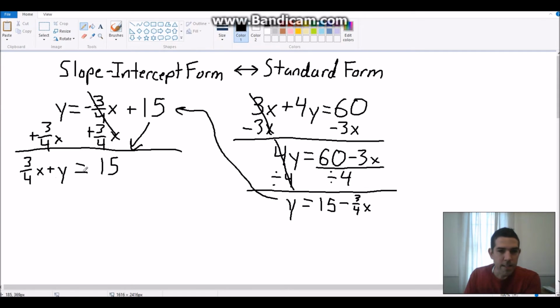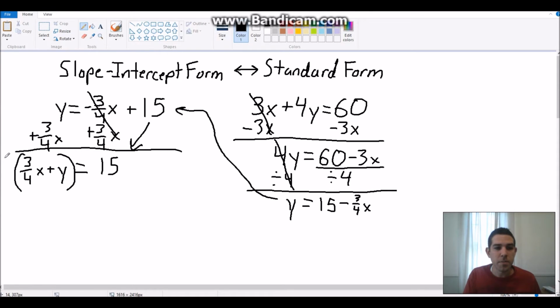Alright, starting to look like standard form. Actually, technically it is in standard form right now. I have my x and y on the same side, and there's my goal amount. However, I don't like to leave them with fractions. It's a little bit tougher to graph if you have a fraction. So here's a trick to get rid of the fractions and make them whole numbers. All we have to do is multiply everything by the denominator of the fractions.